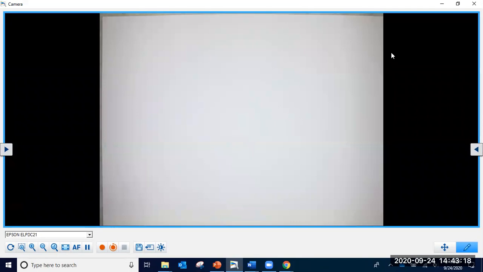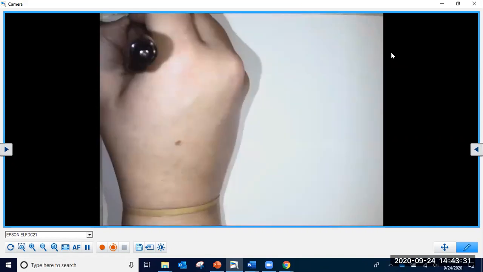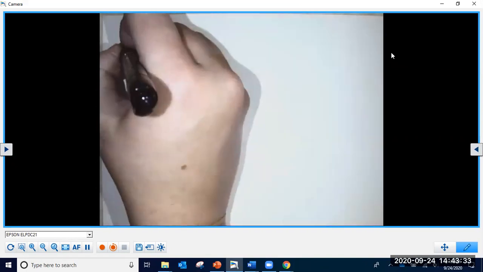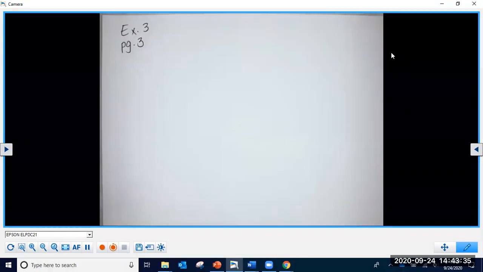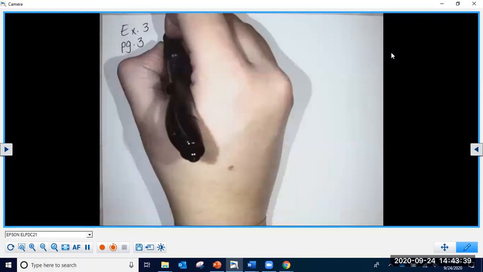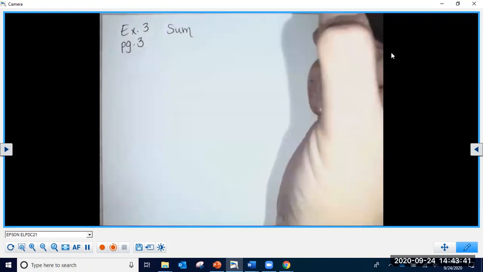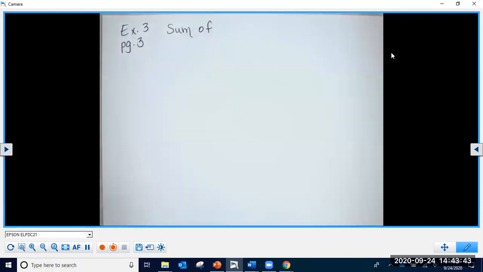Okay, you're really gonna like this problem. This is example 3 on page 3 in your notes. Example 3 on page 3. It tells you, and once again, you don't have to write the word problem down. You should have it unless you just want to.